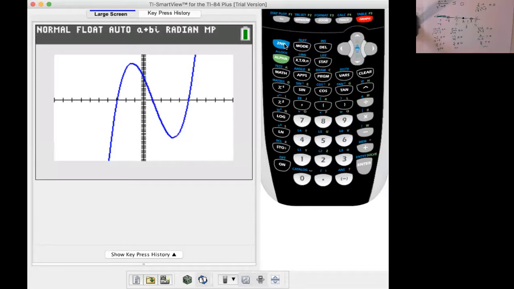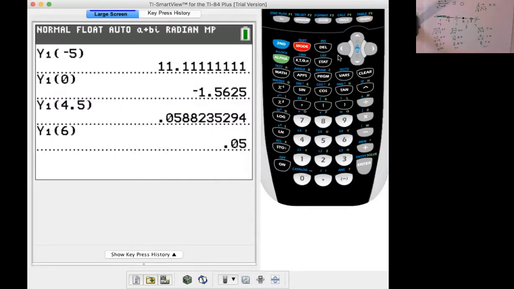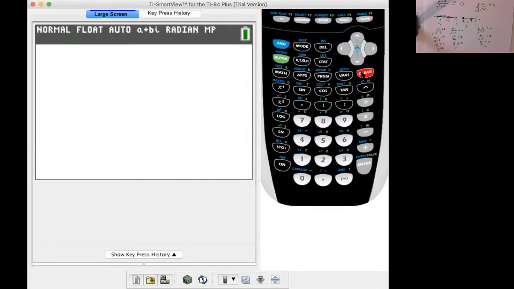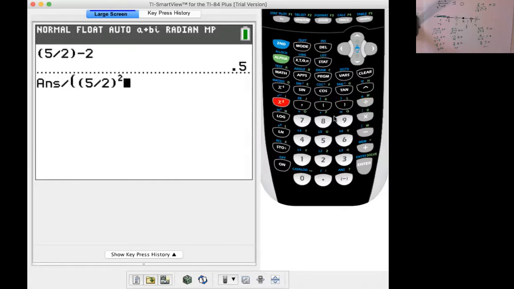So let's do it. I want to take 5/2 minus 2 upstairs, divided by parentheses 5/2 squared minus 9. So the order of operations here gets tricky. I'm going to show you another way here in a minute. And what do I get?